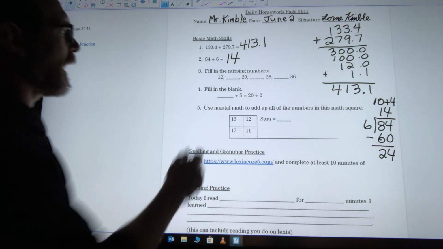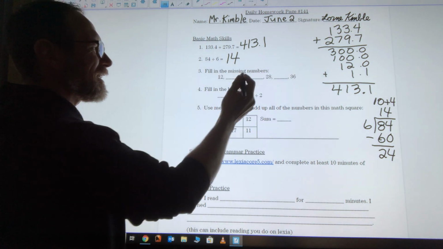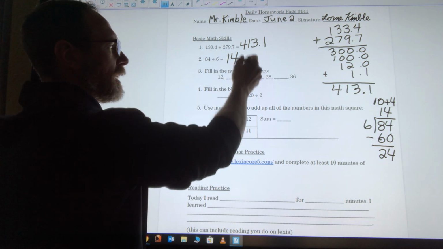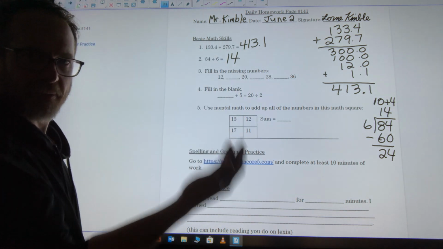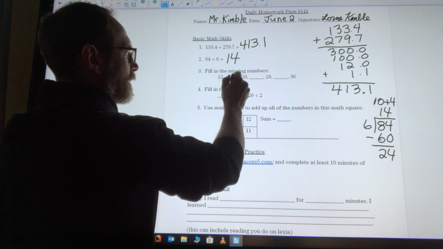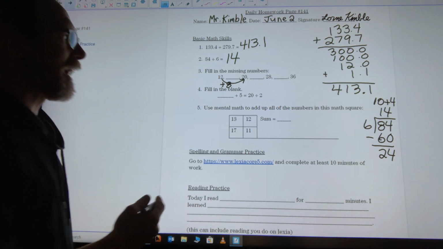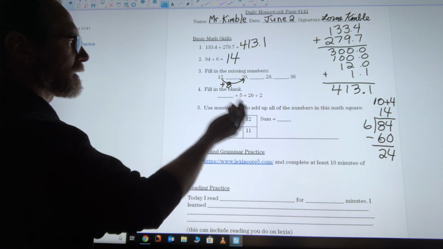At number 3, I have my missing numbers in between other numbers. So what I need to do is I need to figure out how big a step is it from number 1 to number 3, and then from 3 to 5, and then 5 to 7, and then I have to split the difference. So I know from 12 to 20, that's 8. That's adding 8 to go all the way from here to here. So I know that we're going to have to add 4 to get the number in between.